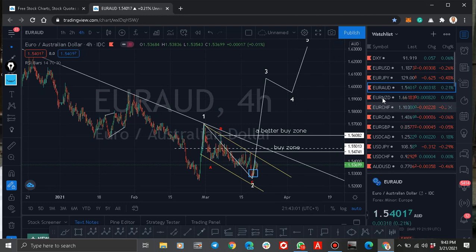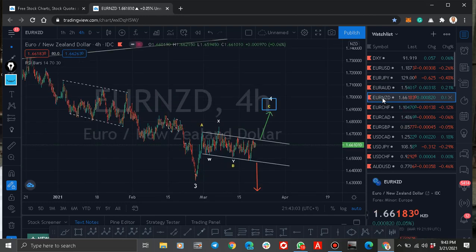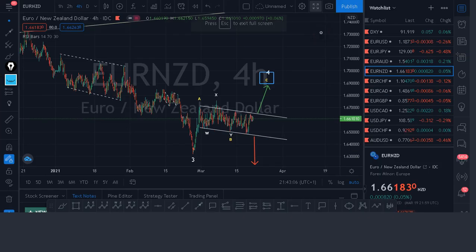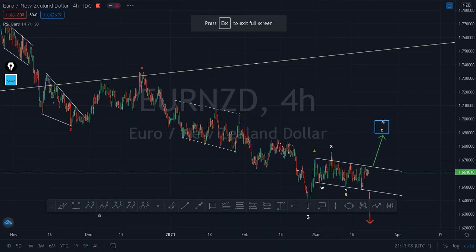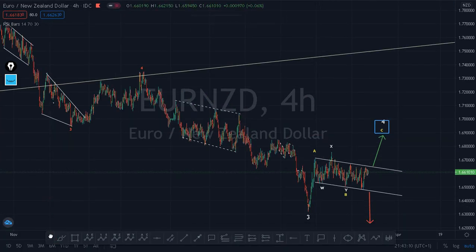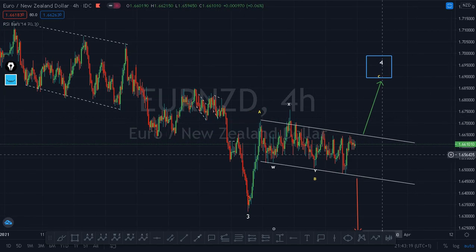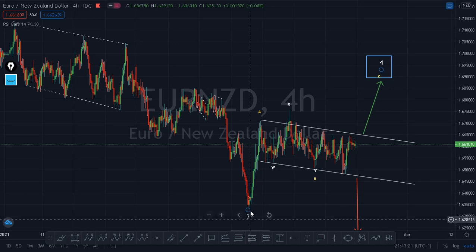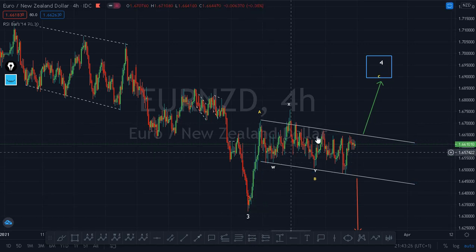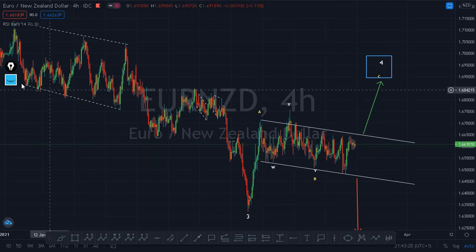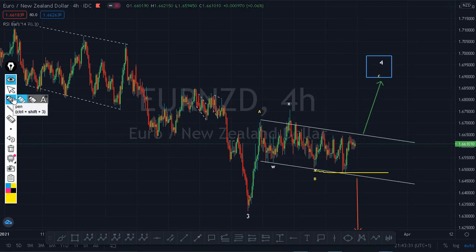Okay, sorry. Euro New Zealand is also behaving like other Euro pairs, like Euro AUD, Euro Chef. They are doing similar things. Now you can see this is a sharp move, and this is a correction, and nobody can tell once the market is in a channel.